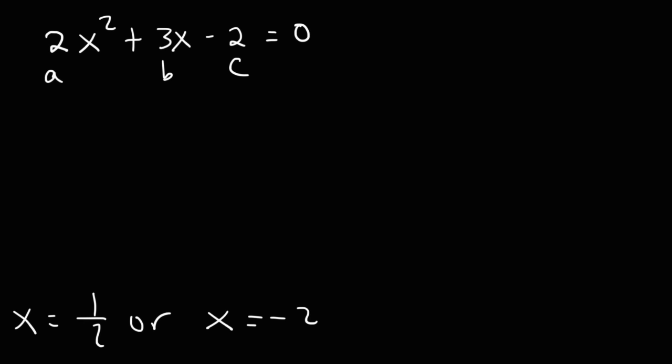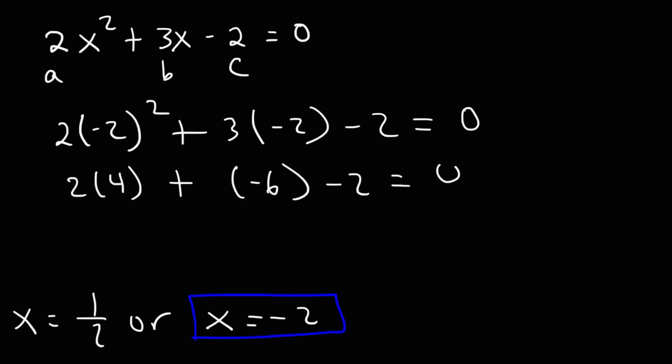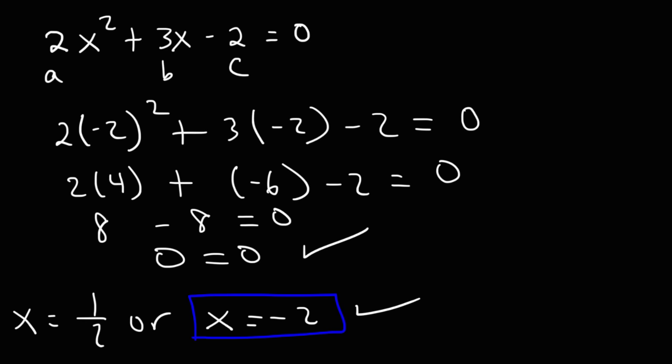Now, if you want to check your answer, you can plug it in. Let's plug in negative 2 into this equation. So we have 2 times negative 2 squared plus 3 times negative 2 minus 2. Let's see if that equals 0. Negative 2 squared is negative 2 times negative 2, which is 4. 3 times negative 2 is negative 6. Now, 2 times 4 is 8. Negative 6 minus 2 is negative 8. 8 minus 8 is 0. So we know that this answer works. And you could try the other one too. That's going to work as well. But now let's move on to our next example.